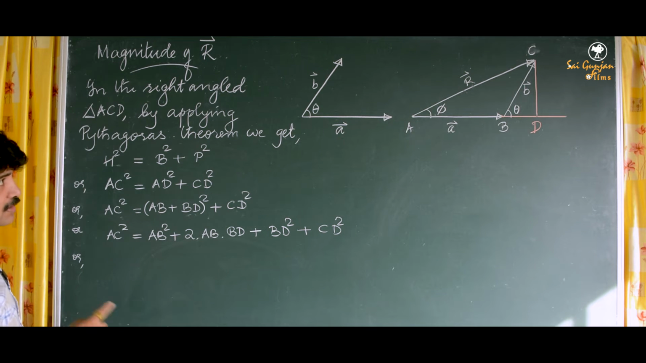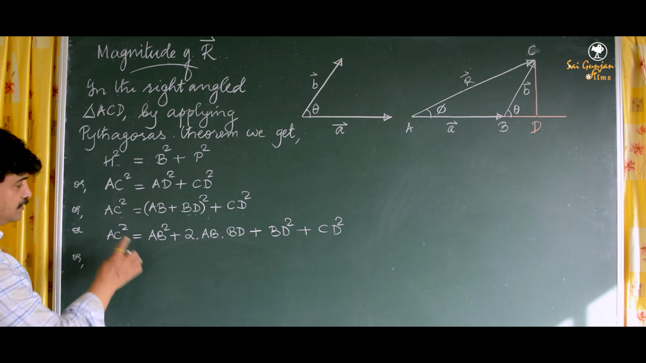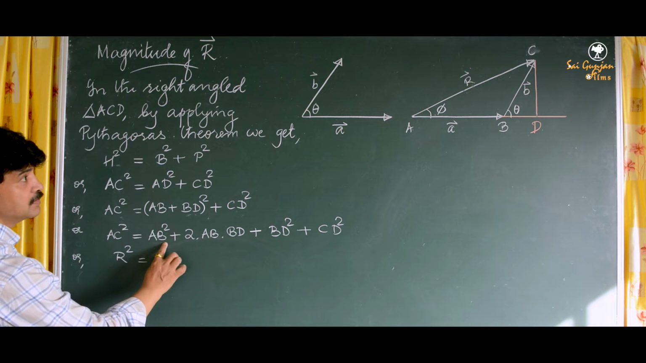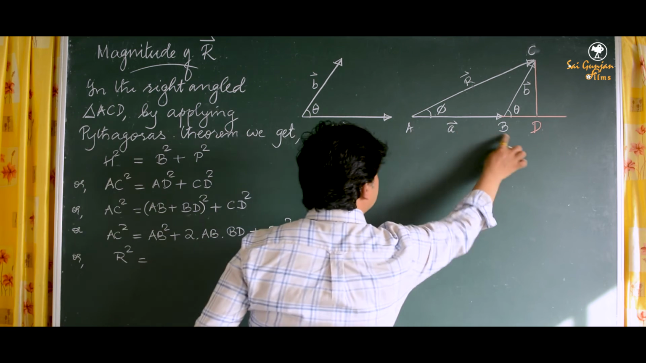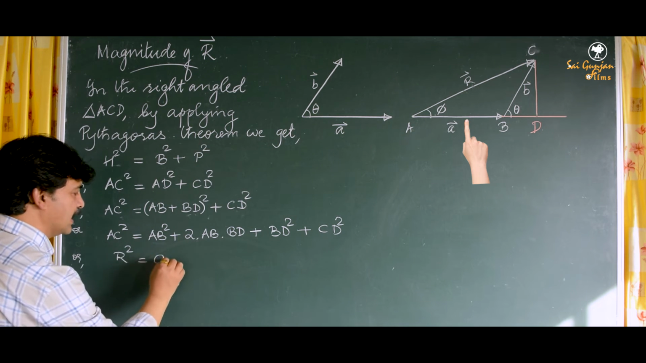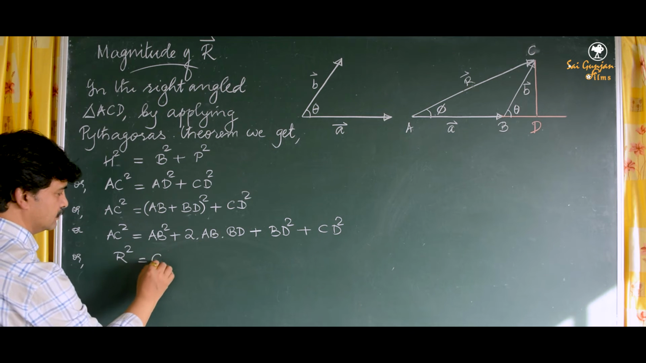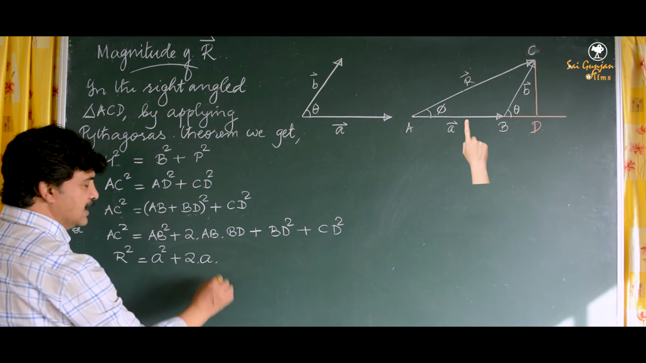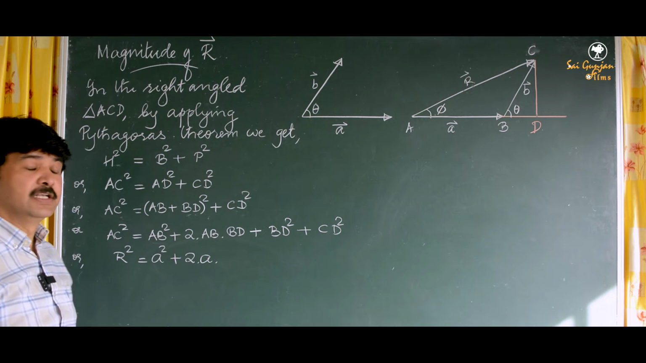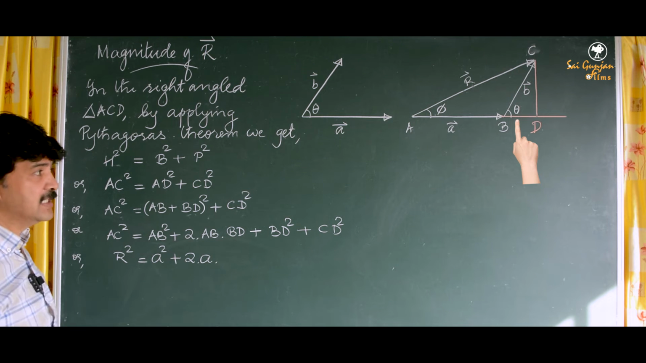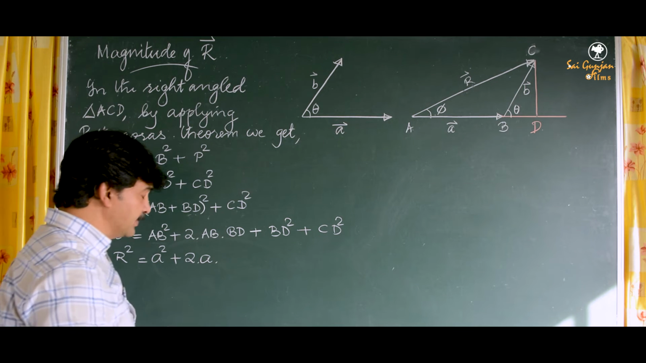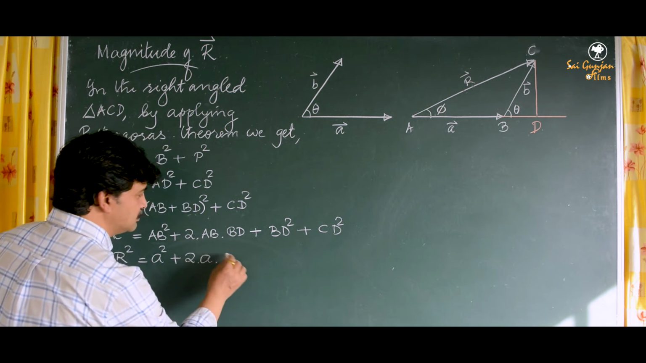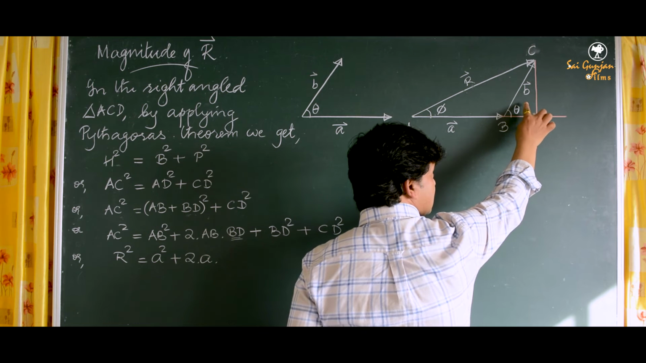Now let's put the values. What is the magnitude of AC? AC is R. So it is R square equals to, now what is the magnitude of AB here? AB means A. So A square plus 2 into AB, which is A, into BD. We don't have the value of BD. Now that can be done in two ways. For that you need a little bit of trigonometry. BD lies in this triangle, isn't it?